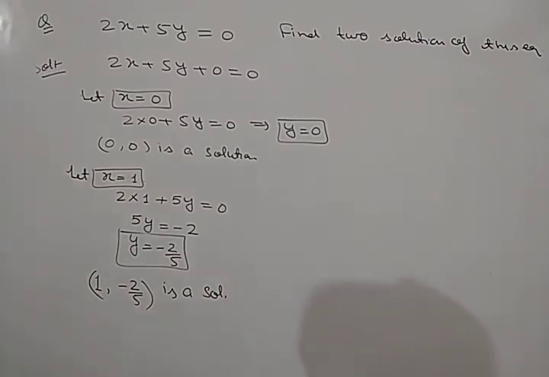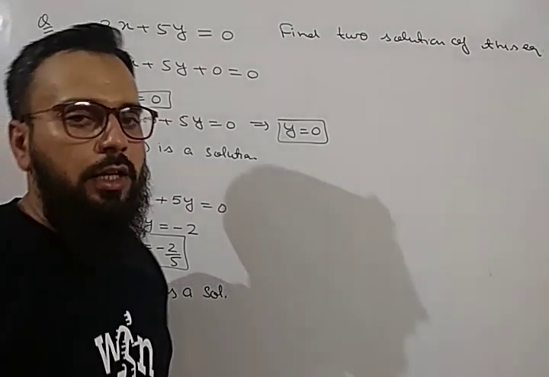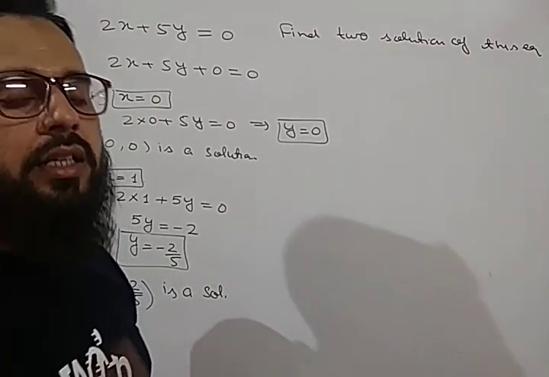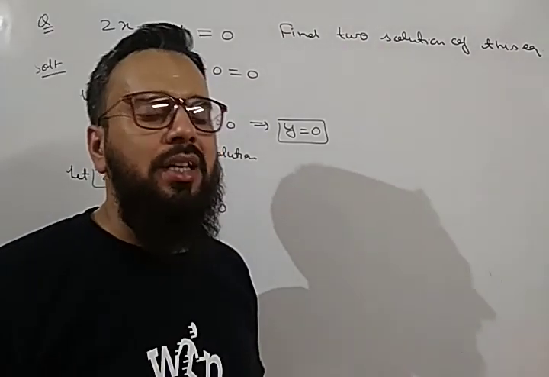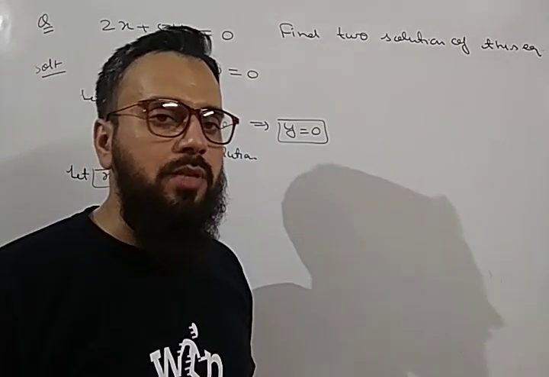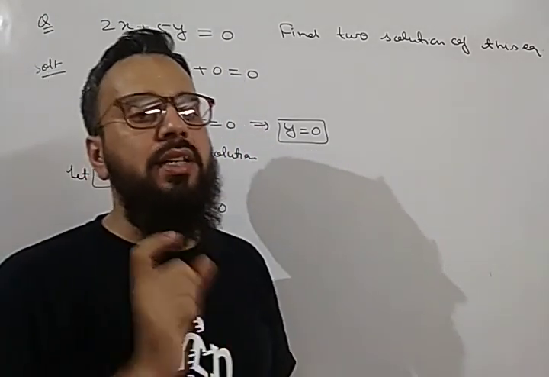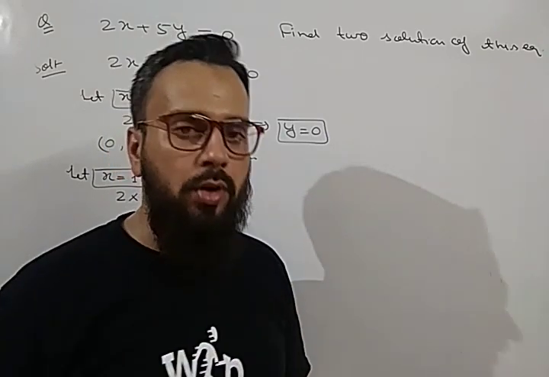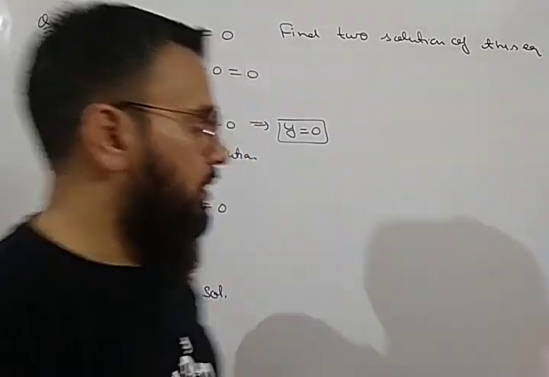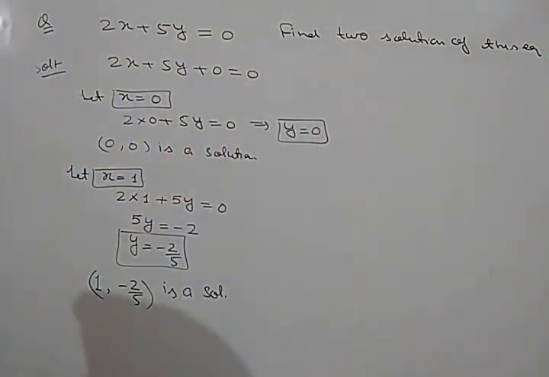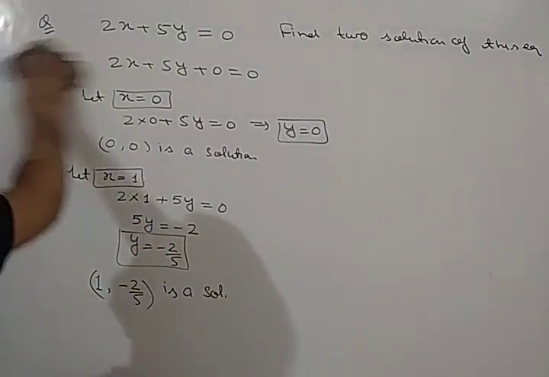If it is asked how many solutions may be possible, then you know for any linear equation in two variables, there are infinite number of solutions possible. So whenever it is asked how many solutions may be possible, then you will answer that there will be infinite number of solutions. Okay. So this is our second question. Now coming to the third question.